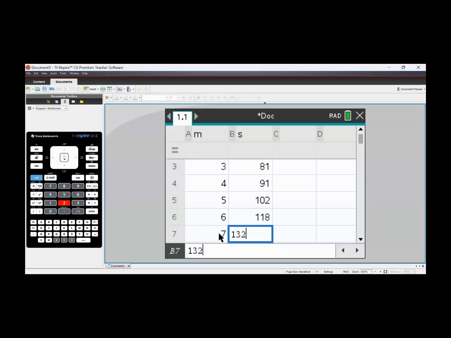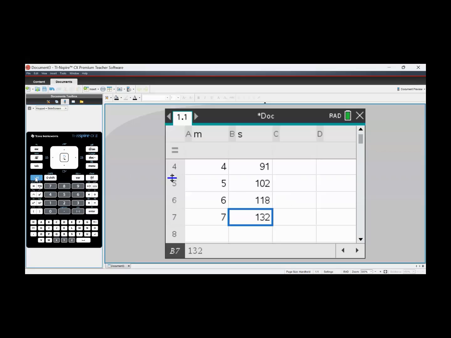Now notice, I want to draw your attention here. Notice how all my other numbers are right justified and this one is left justified. As long as it's left justified, the calculator does not know it's there. You have to get out of that cell and make it right justified in order for this to work. If you don't, you're going to get an error message. So once your lists are entered and they're the same length, pause the video if you need to.